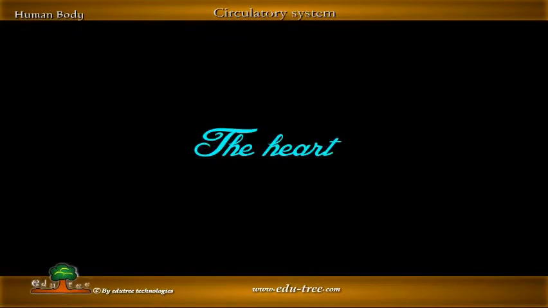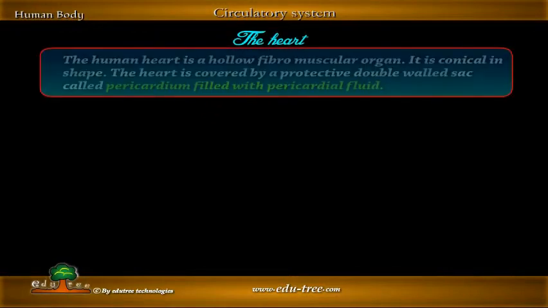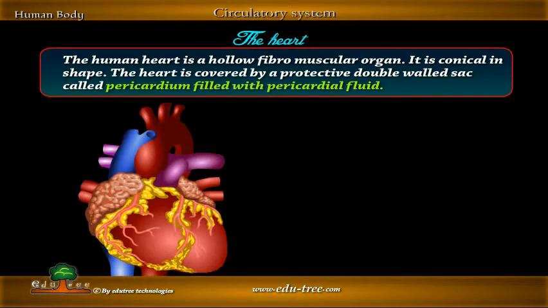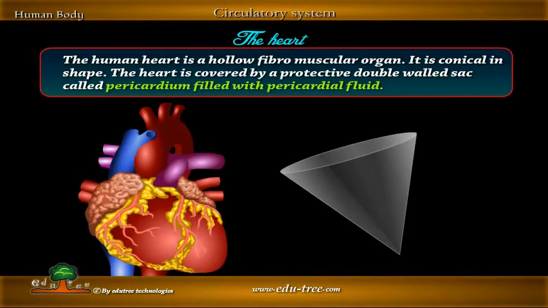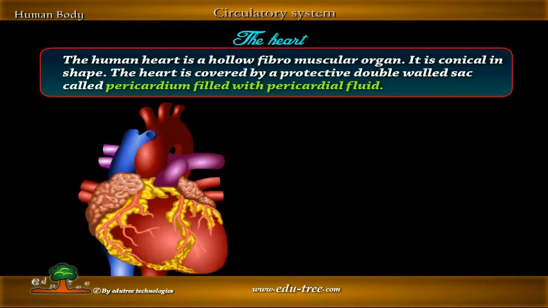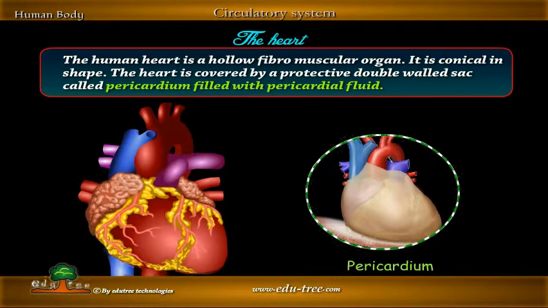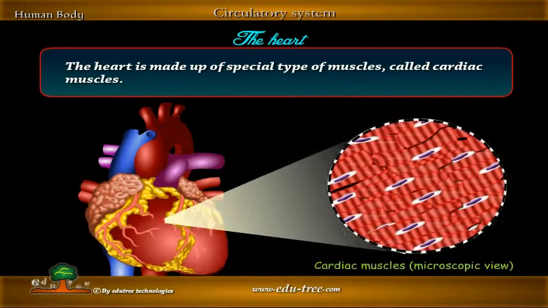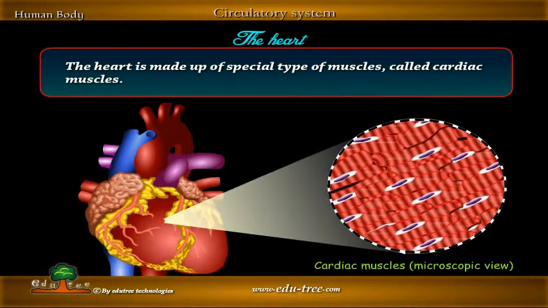The heart. The human heart is a hollow, fibro-muscular organ. It is conical in shape. The heart is covered by a protective double-walled sac, called the pericardium, filled with pericardial fluid. The heart is made up of a special type of muscle, called cardiac muscle.